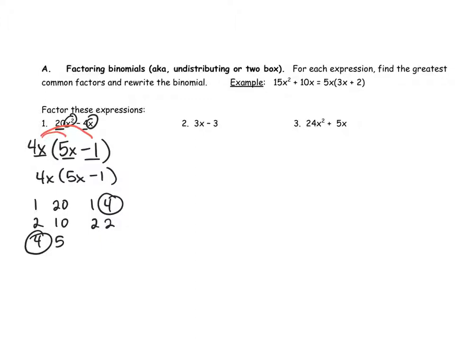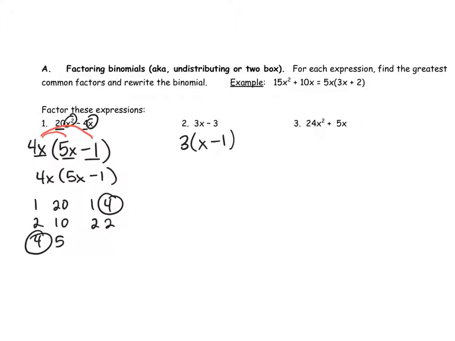3x minus 3. In this particular case, I can't take out an x because this one doesn't have an x. It just has a 3. The factors of 3 are 3 and 1, so you can divide out a 3 here. 3 times x gives us 3x, and 3 times negative 1 gives us negative 3. And you can always check. If you were to multiply this out, I'd have 3x minus 3, and that's what you want.